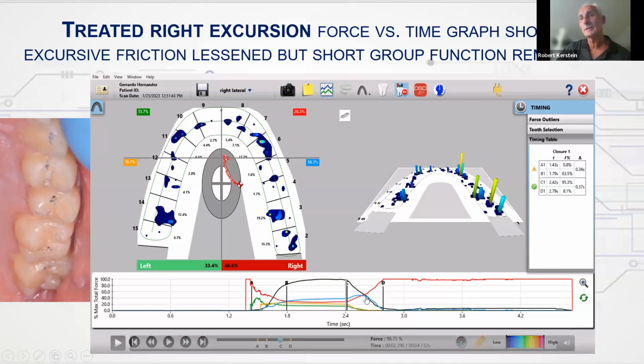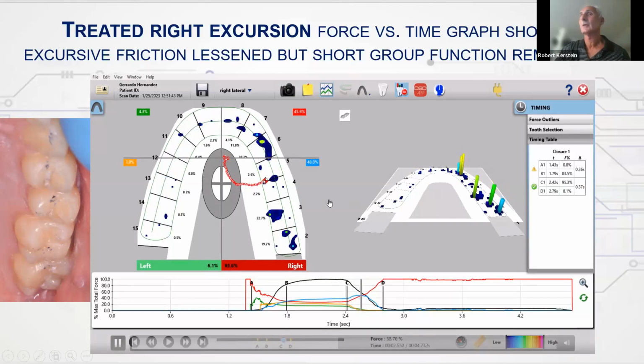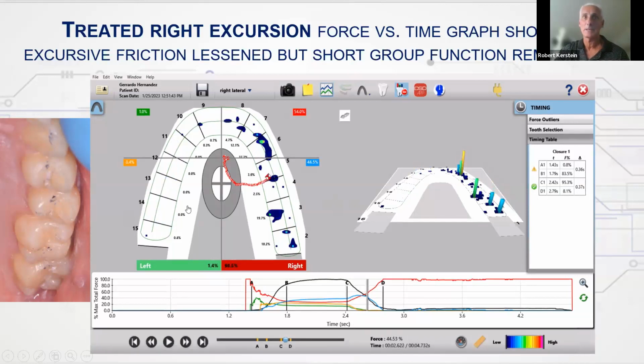Look at the blue line. There's a group function still present. The balancing side, the orange quadrant drops out. Now the time is only 0.3 of a second, but this shows you the power of the T-scan. Even at 0.3 of a second, it's showing you there's a group function that remains, that your eye can't pick up in this medium, in the paper mark.